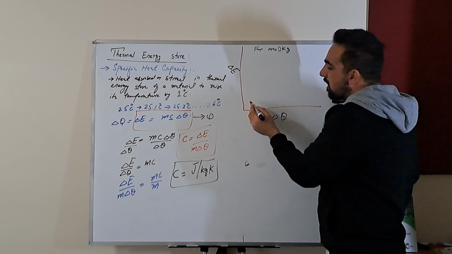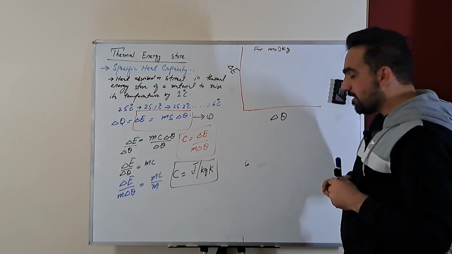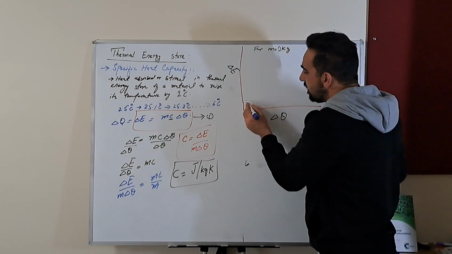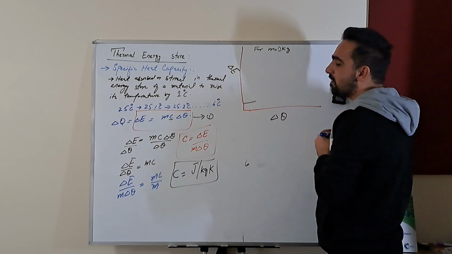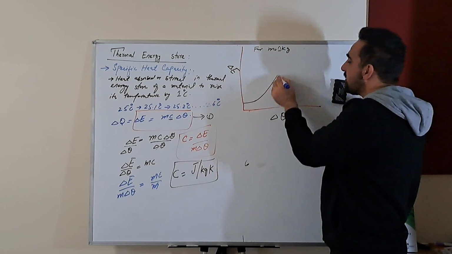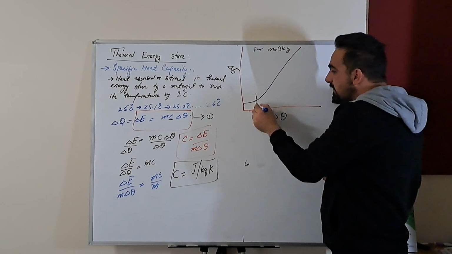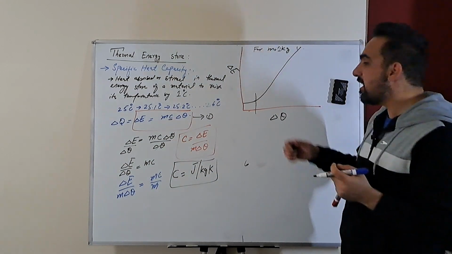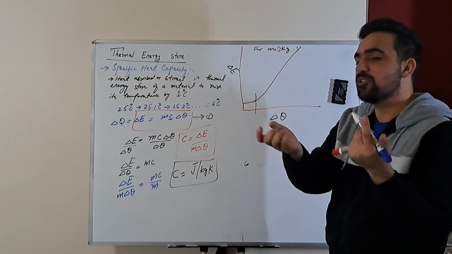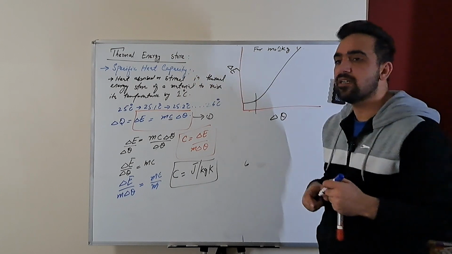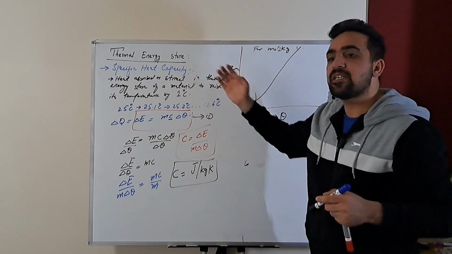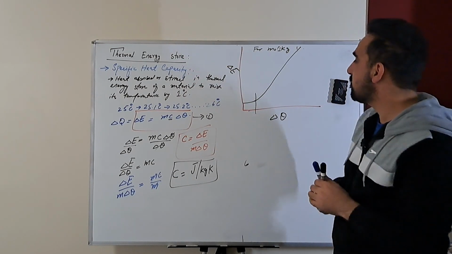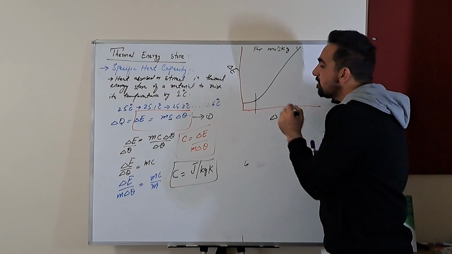And now when I start raising the temperature, initially I see this kind of line, and then it straightens out like this. So we only consider this portion. That's because these experiments, when we are finding a specific heat capacity, usually have certain limitations associated with them. So that's why we ignore this portion.